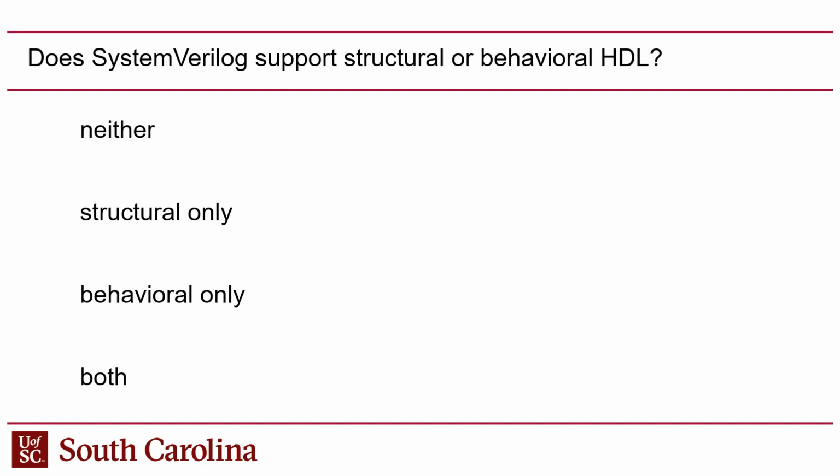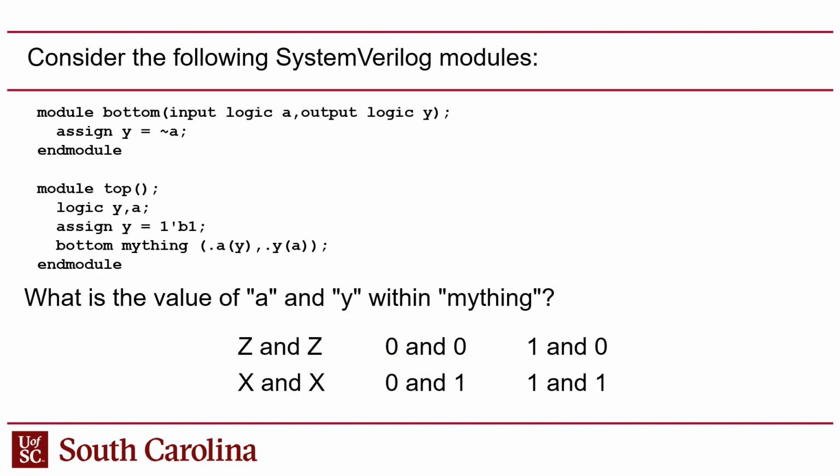Does SystemVerilog support structural or behavioral? Both. Consider the following SystemVerilog modules. We've got 2 modules here. Top is the top level, bottom is the bottom. And so we've got bottom instanced here. We call it my thing. And what is the value of A and Y within my thing?